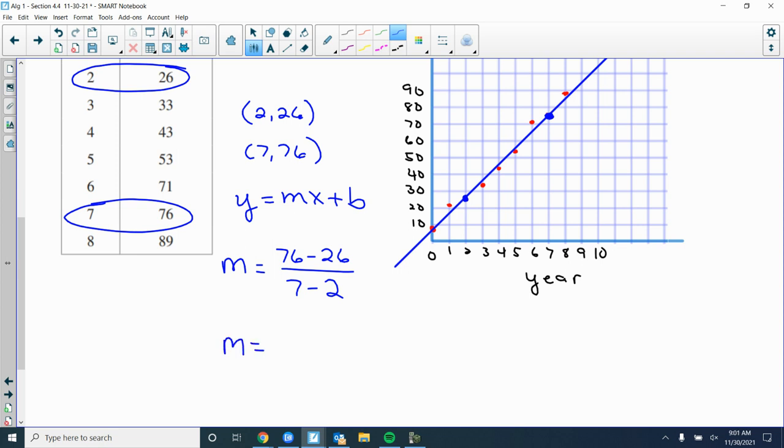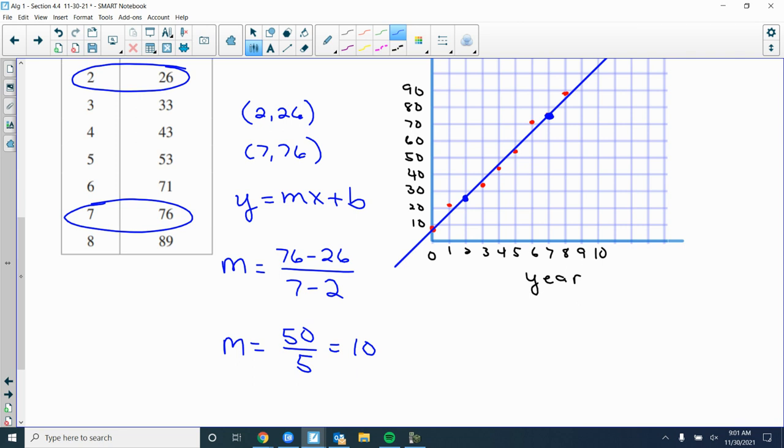Well, and this one actually surprisingly works out nice because what's 76 minus 26? 50. What's 7 minus 2? 5. And what's 50 divided by 5? 10. So I get a nice number, 10. Like I said, this is a case where you could get a decimal. We'll just have to use that, because we're not really graphing it. We've already got the line drawn. I just need the slope. I need the rest of the equation. So I get 10 for that.